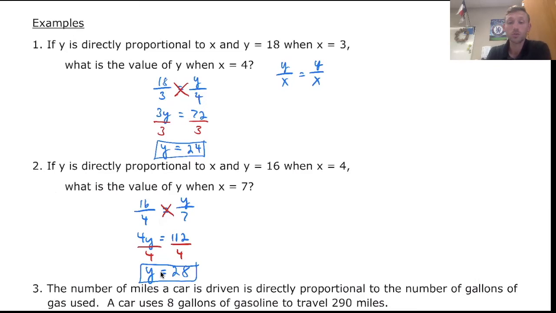You should have got Y equals 28. So they told us Y is 16 when X is 4. So the important thing is you have to make sure if Y is in the numerator here, then on the right side, Y is in the numerator. The X's are on the bottom. If you flipped it, if you did 4 over 16, that's okay. You just have to make sure it's 7 over Y, and then cross multiply and divide, you'll get the same exact answer. Then of course, plug it back in to see if it works. 28 divided by 7 is 4, just like 16 over 4 is 4.